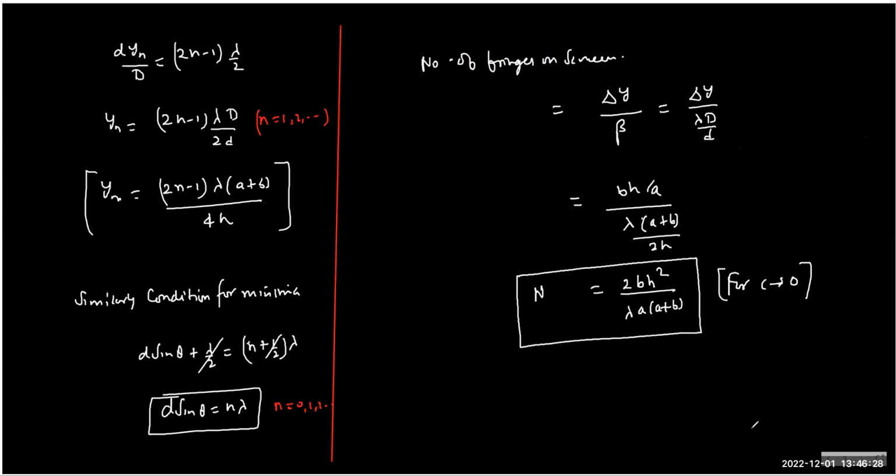What you also need to realize is that a zero order maxima is not possible, so you don't put in zero. The maxima formula is (2n minus 1) lambda D by 2d, and n will start from 1. So you get the first order maxima onwards. Okay. Yes, sir.